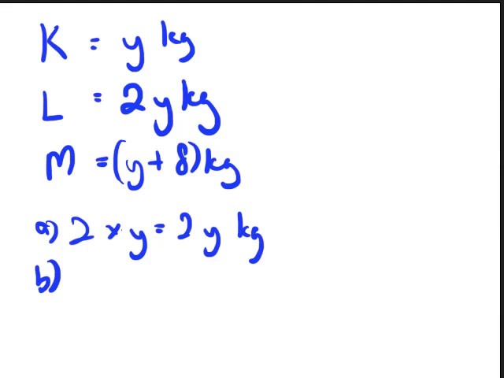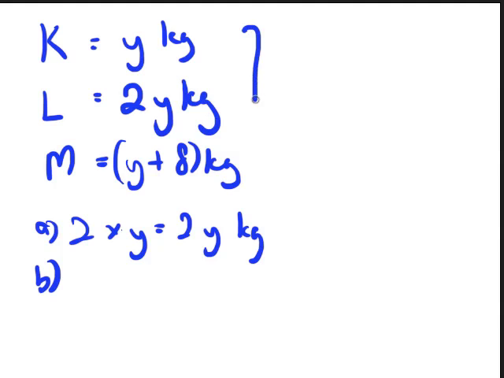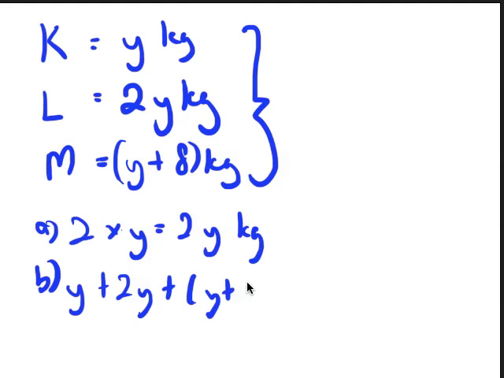Part B, it says, if Y equals 9, find the total mass of the 3 suitcases. So first of all, you just want to add everything. You take Y plus 2Y plus 2Y plus 8. Y plus 2Y equals 3Y. 3Y plus another Y gives me 4Y. Do we have any other numbers besides 8? No, we don't. So therefore, 4Y plus 8 kilograms.